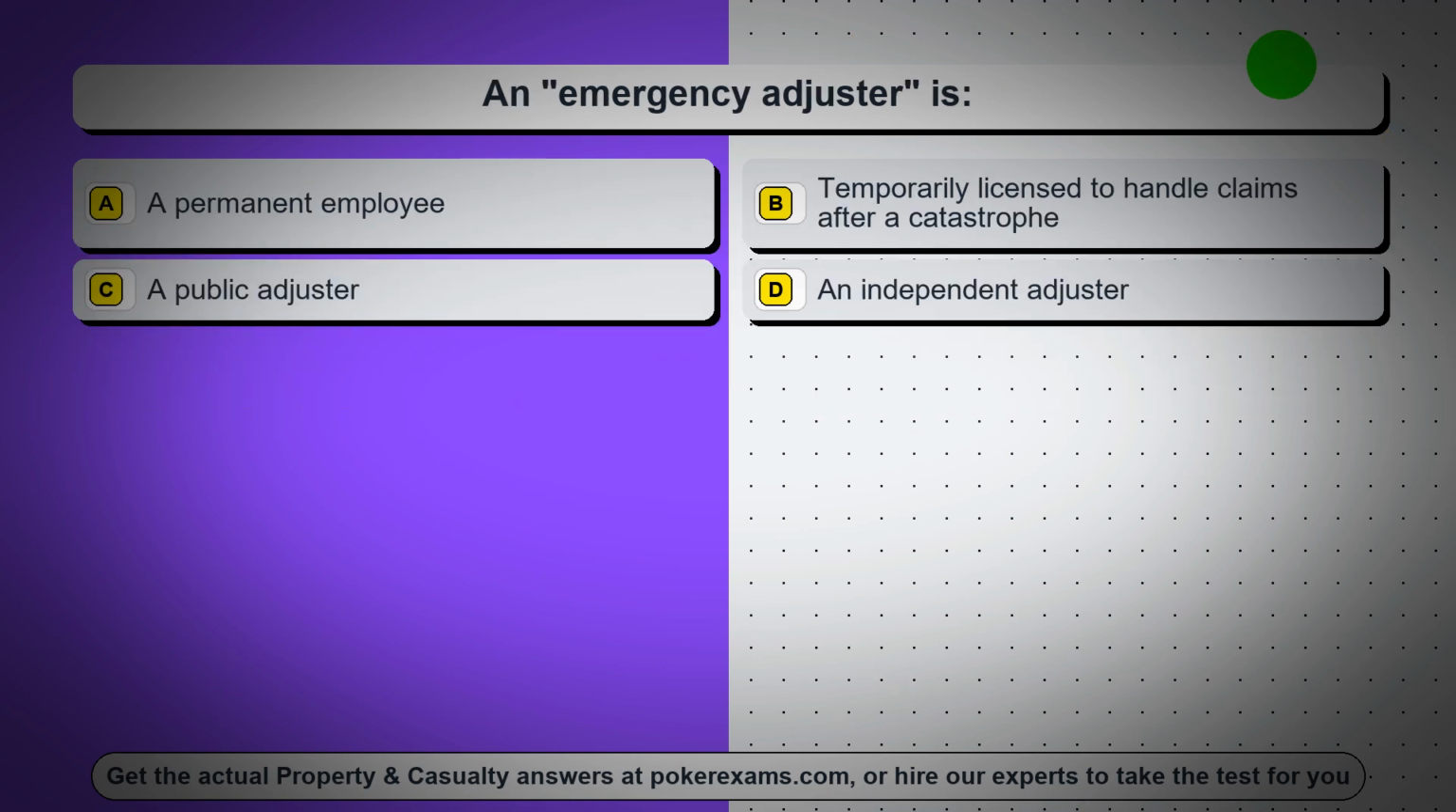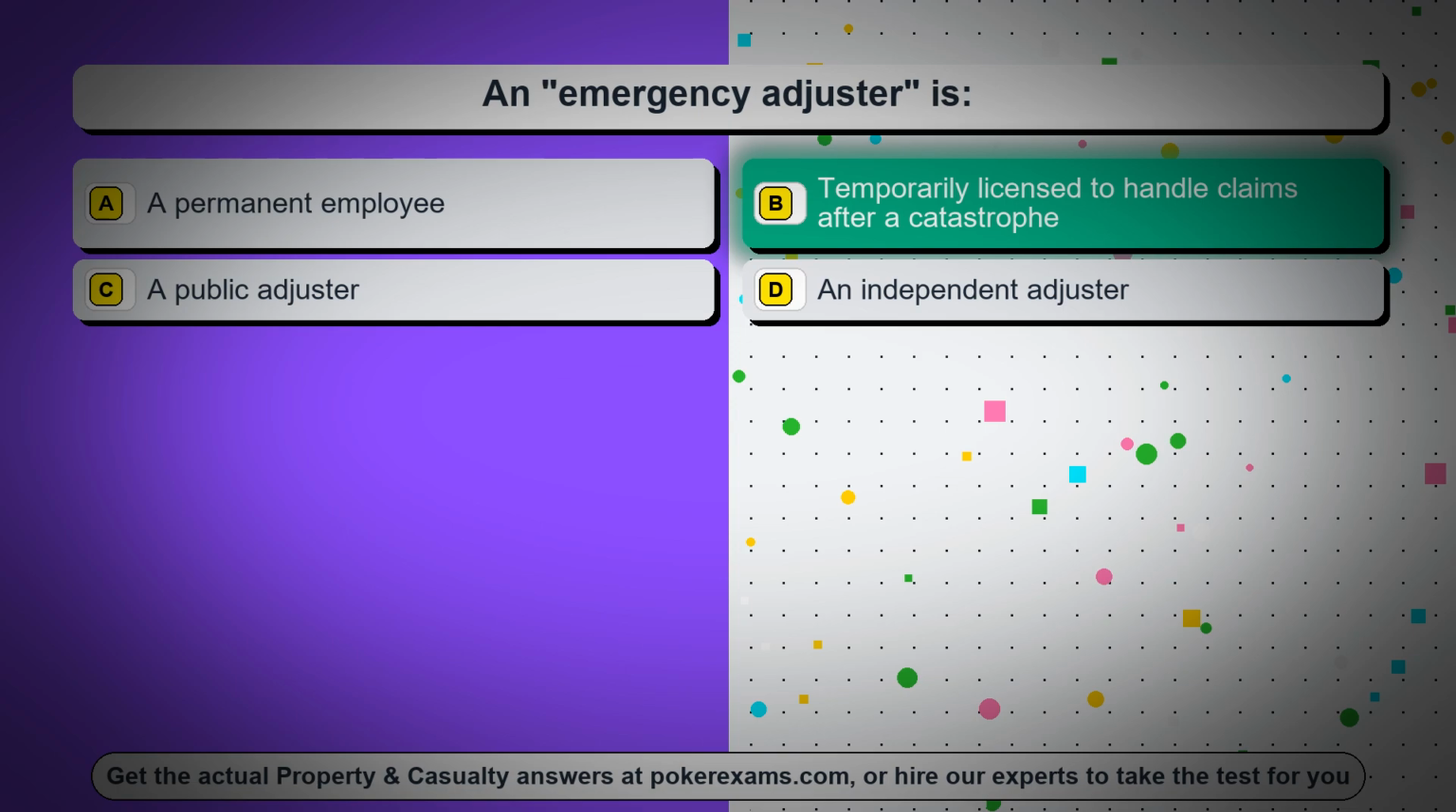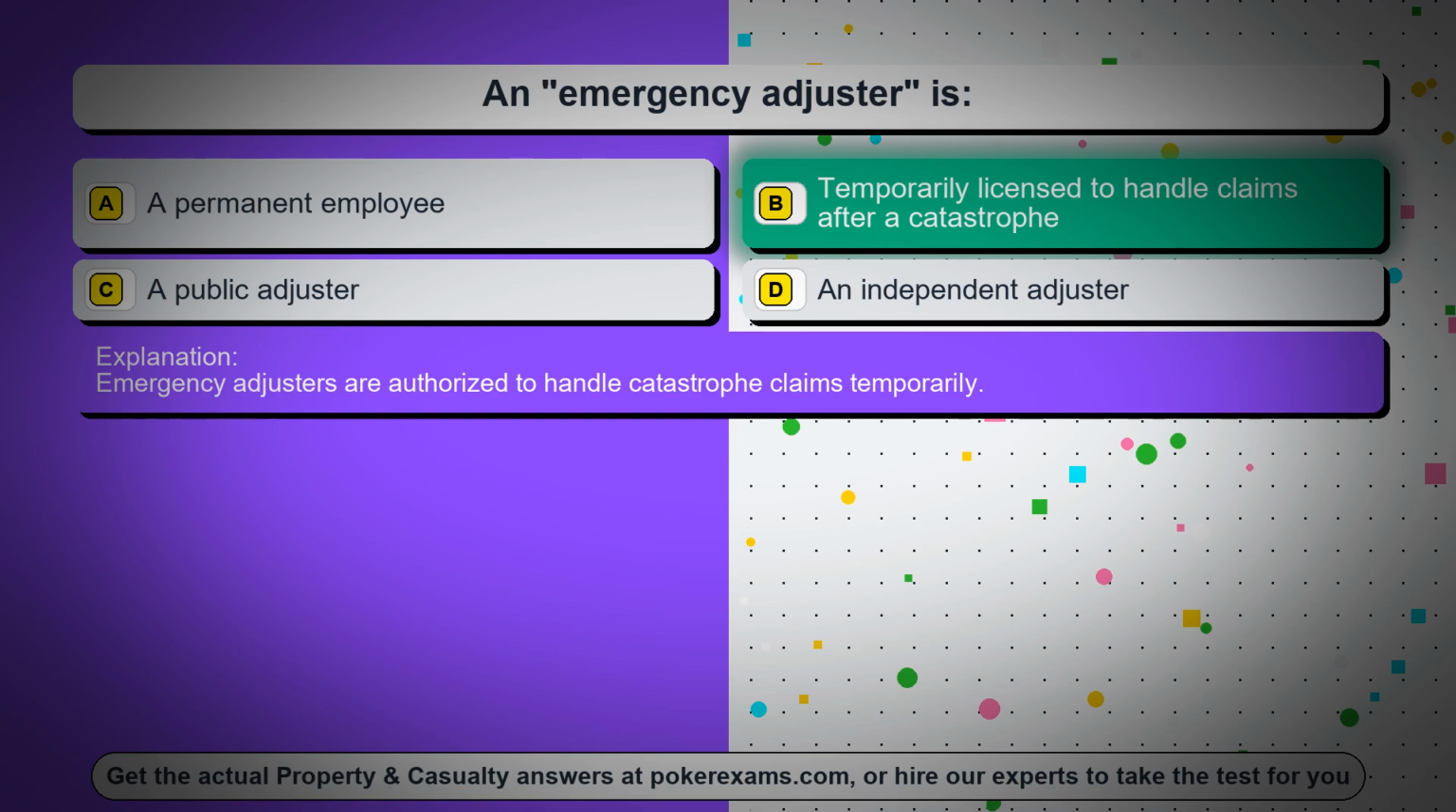Question 45. An emergency adjuster is: Option A, a permanent employee. Option B, temporarily licensed to handle claims after a catastrophe. Option C, a public adjuster. Option D, an independent adjuster. The correct answer is option B, temporarily licensed to handle claims after a catastrophe. Emergency adjusters are authorized to handle catastrophe claims temporarily.